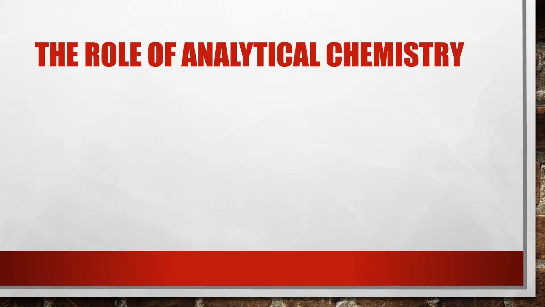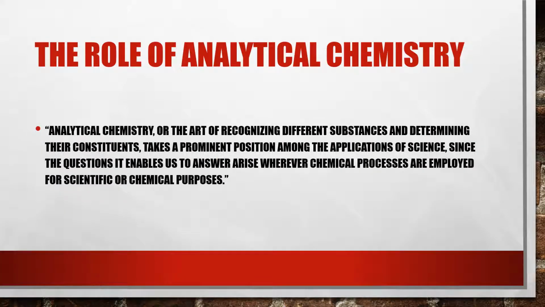Wilhelm Ostwald was a German chemist who received a Nobel Prize in Chemistry in 1909 for his work in catalysis, chemical equilibria, and reaction velocities. The following is a famous quote on the role of analytical chemistry. "Analytical chemistry, or the art of recognizing different substances and determining their constituents, takes a prominent position among the applications of science, since the questions it enables us to answer arise wherever chemical processes are employed for scientific or chemical purposes."